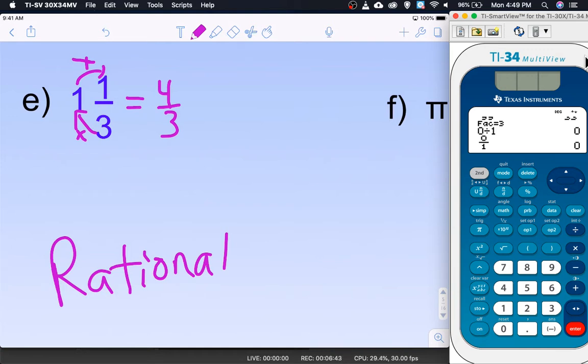So yes, it is a rational number because it can be written as a fraction. As a decimal, just to show you, 4 thirds is a repeating decimal. So again, repeating decimals are rational. Another reason why this is rational.